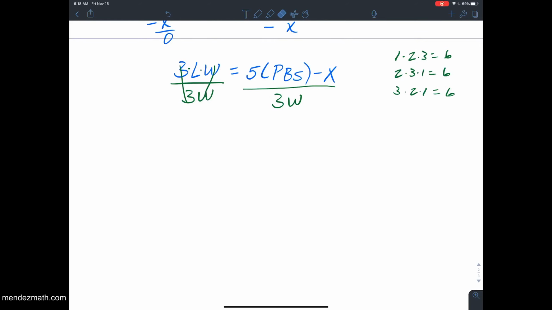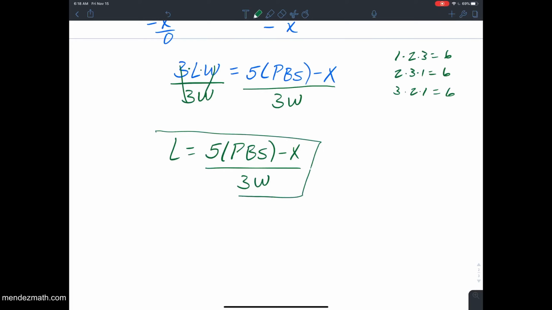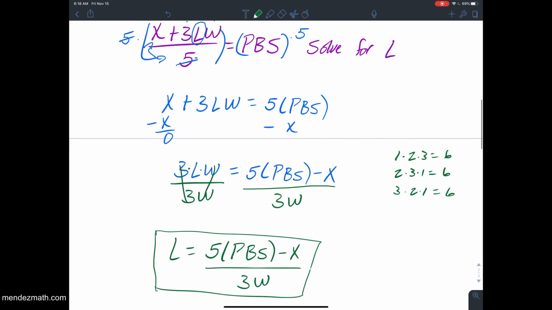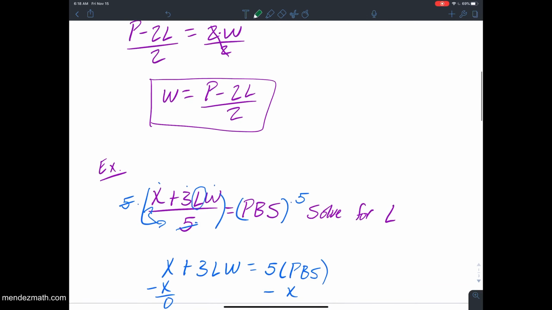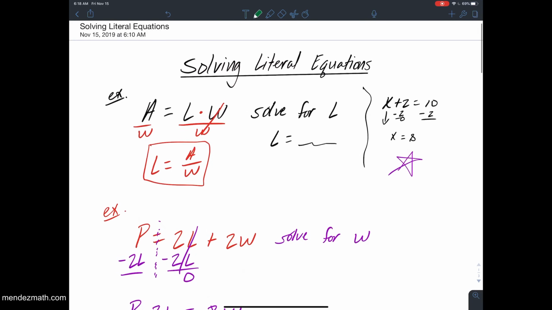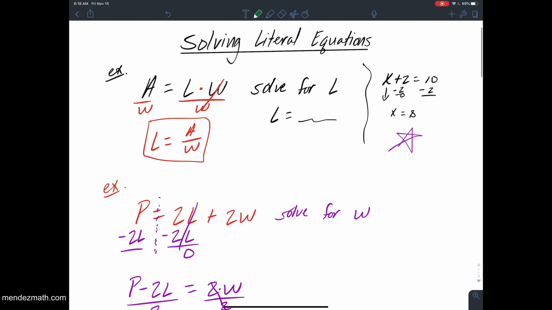And here we go. L equals 5 PBS minus x divided by 3W. And there we go. We solved for L. Okay, and there's all the work. So as you can see, it's just like solving the other equations we've been doing. It's just with variables, that's all.